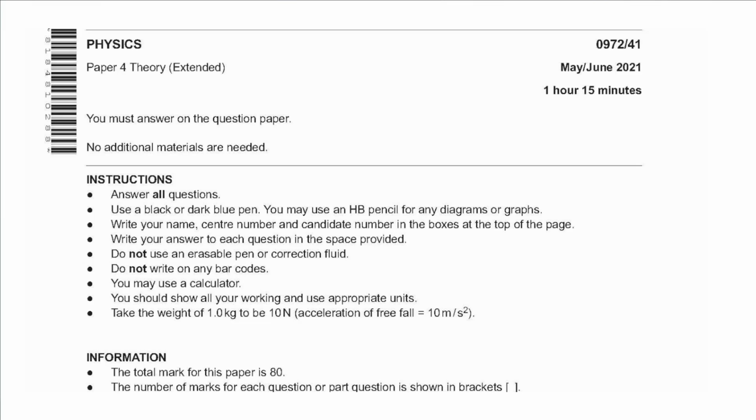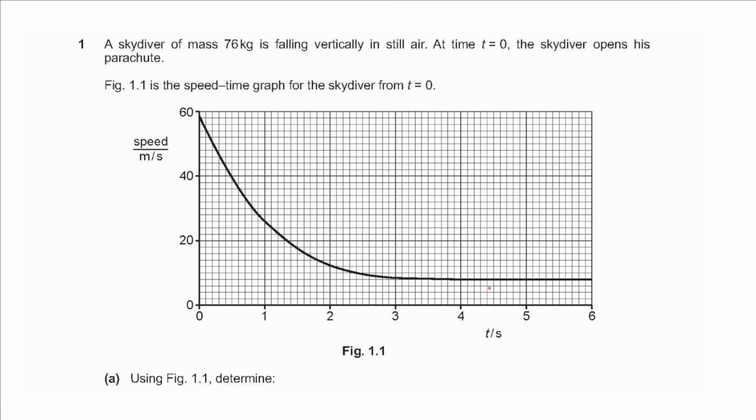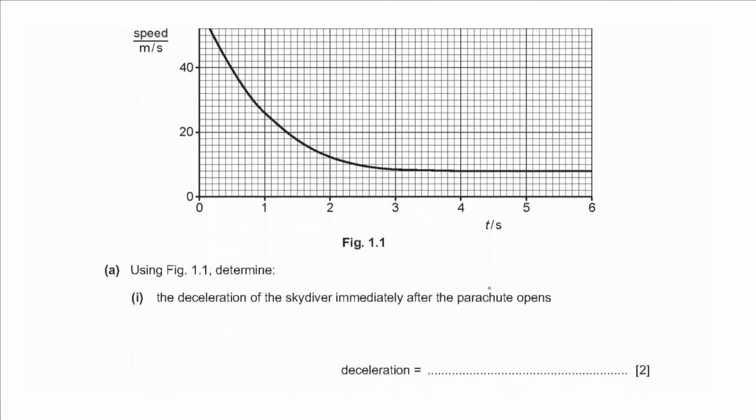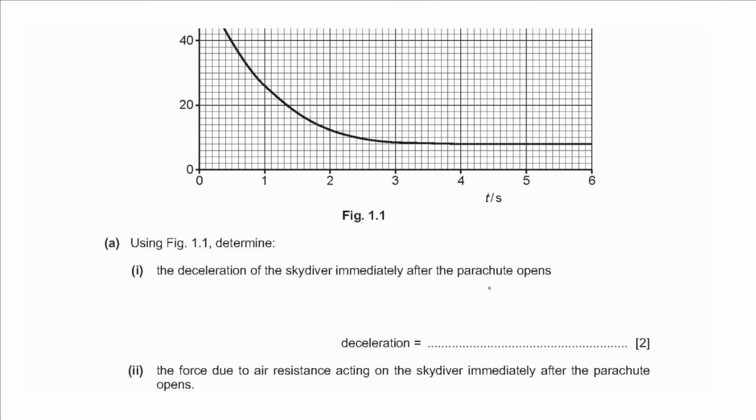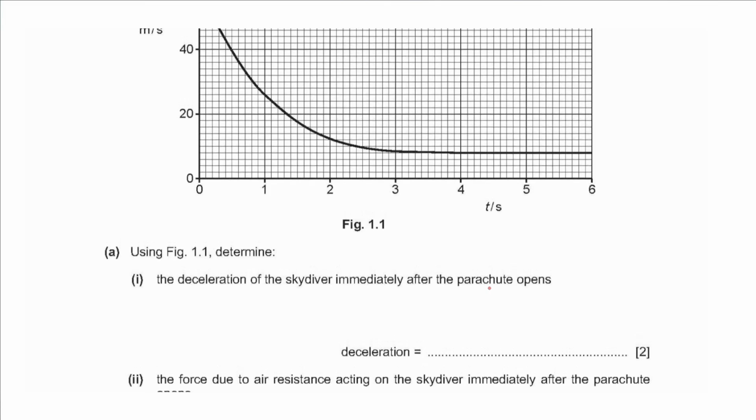So let's get started. Question 1 says a skydiver of mass 76 kilograms is falling vertically in still air. At time t equals 0, the skydiver opens his parachute. Figure 1.1 is the speed-time graph for the skydiver from time 0. Using figure 1.1, determine the deceleration of the skydiver immediately after the parachute opens.